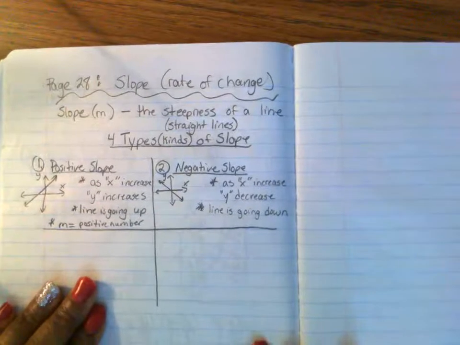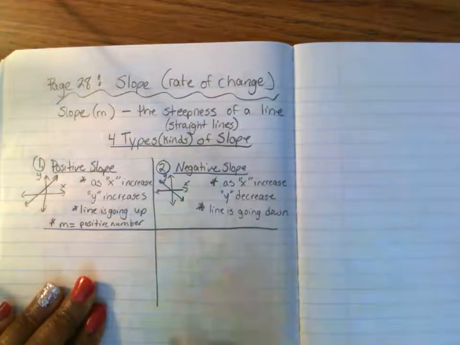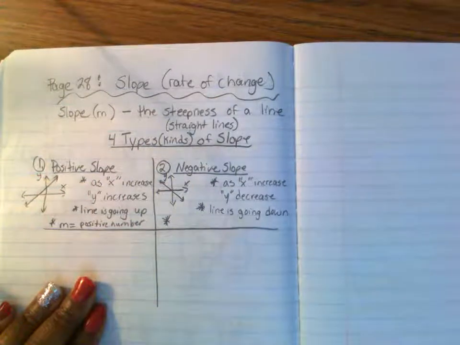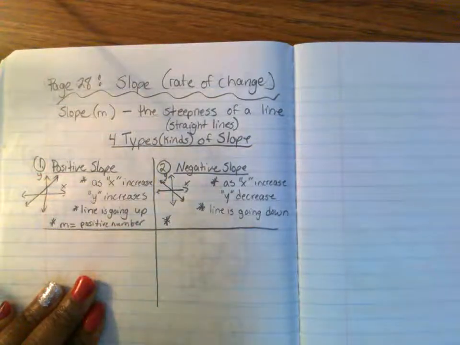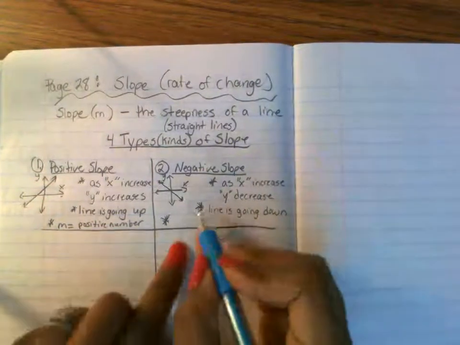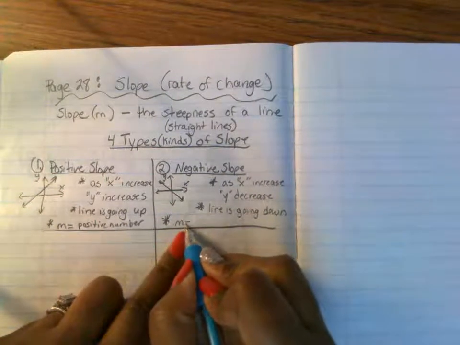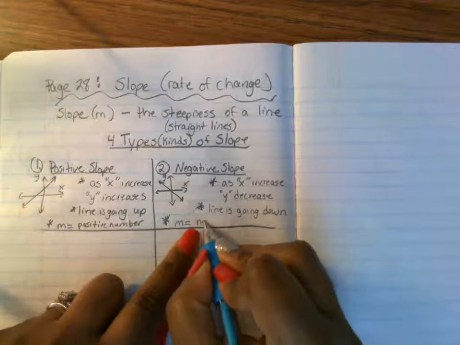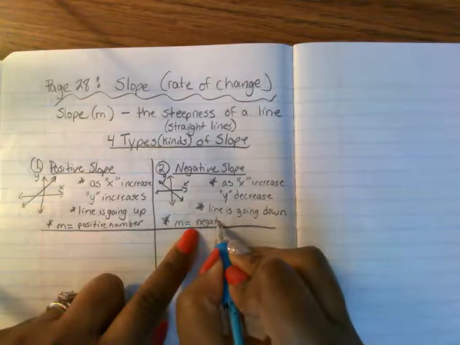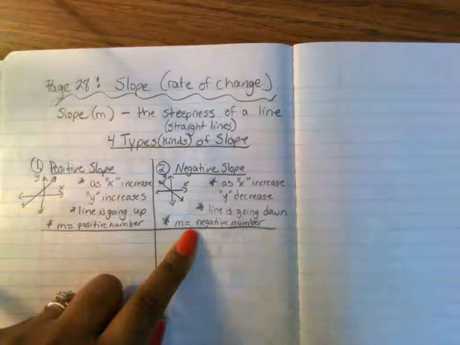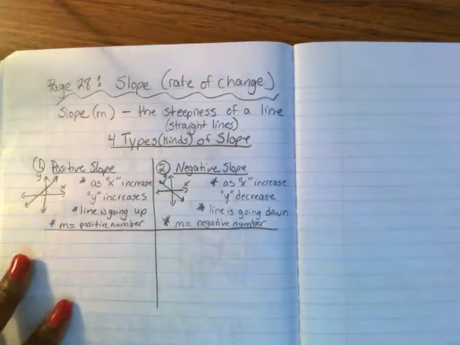And the last thing you need to make sure you understand about a negative slope is that your value for m is going to be a negative number. M equals a negative number. Okay, I'll pause for the calls, let you catch up.